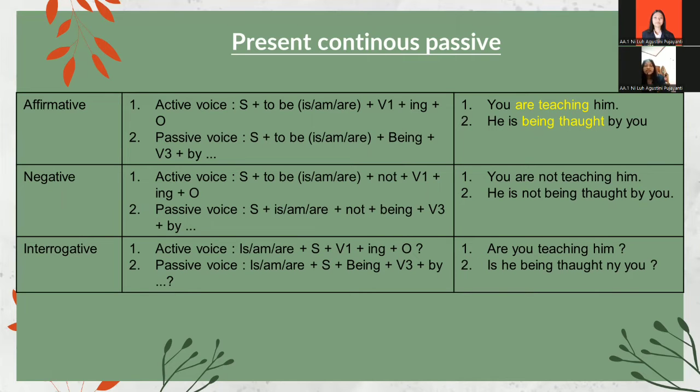In interrogative sentence, active voice has the structure is or am or are plus subject plus verb 1 plus ing plus object and question mark. And the example: are you teaching him? In passive voice, the structure is is or am or are plus subject plus being plus verb 3 plus by and question mark. And the sentence will be: is he being taught by you?